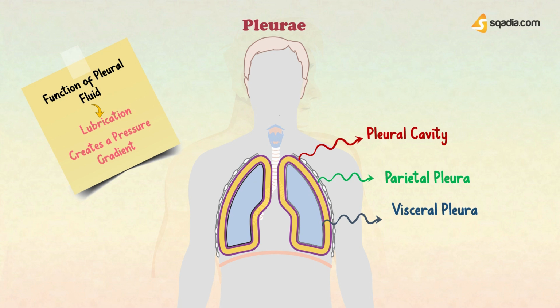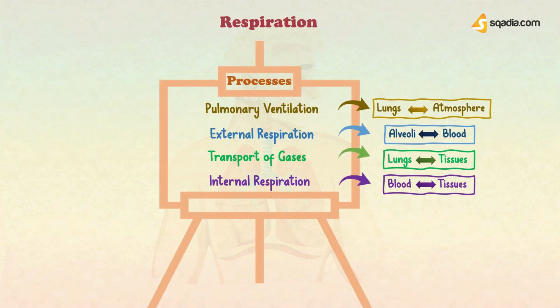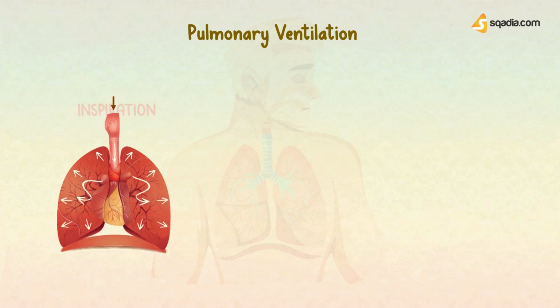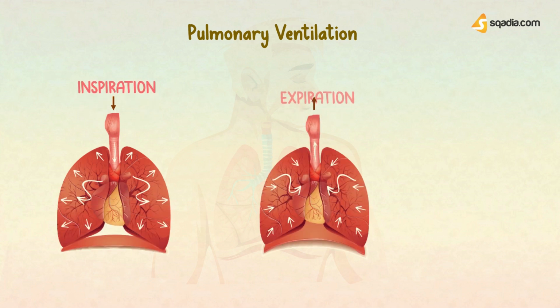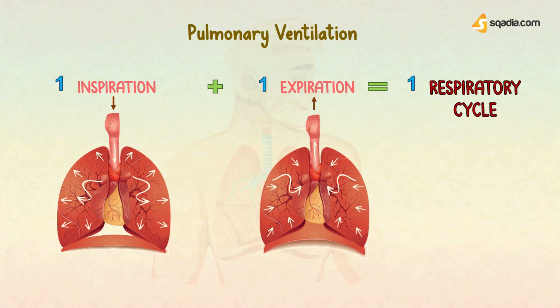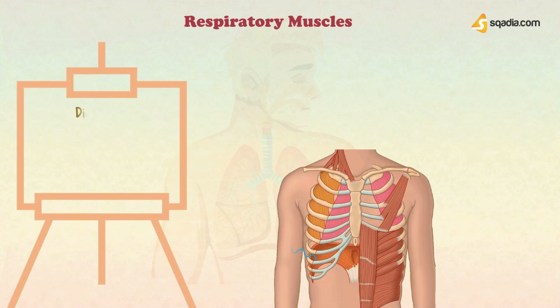Now, if you remember the very start of the video, where I mentioned 4 distinct processes of respiration, one of them was pulmonary ventilation, which is simply what you call breathing. So, it is the repetitive process of inhaling, called inspiration, and exhaling, called expiration. Both actions depend on the function of respiratory muscles and a difference between the air pressure within the lungs and the air pressure outside the body. One inspiration and one expiration comprise one respiratory cycle.